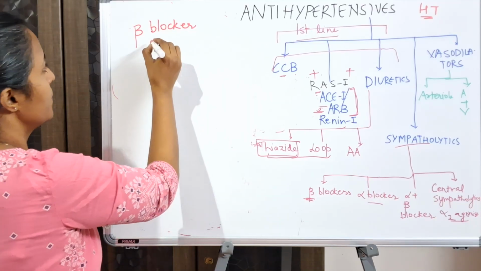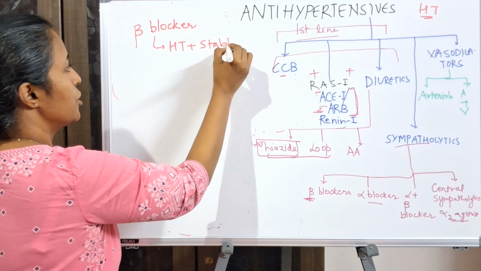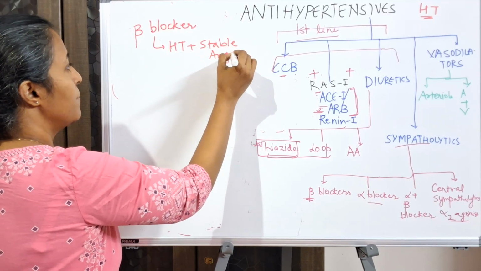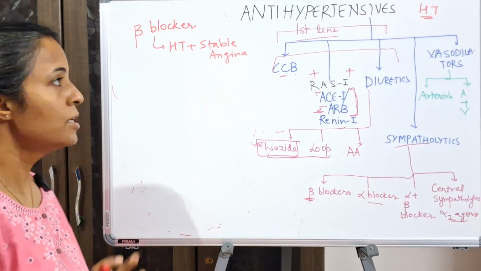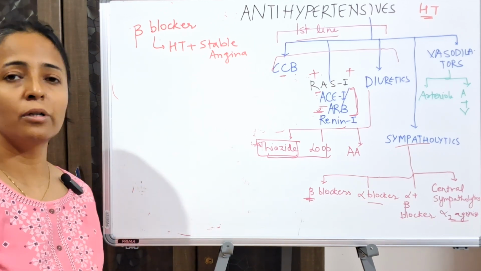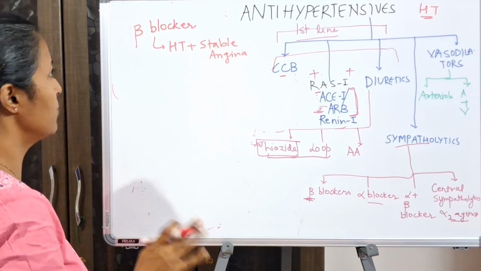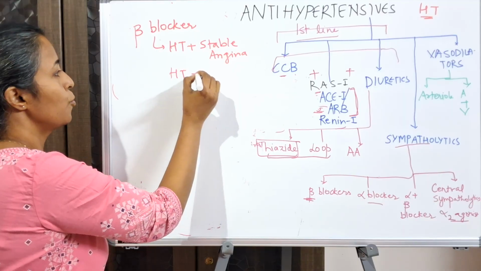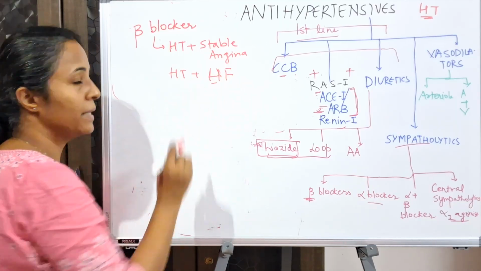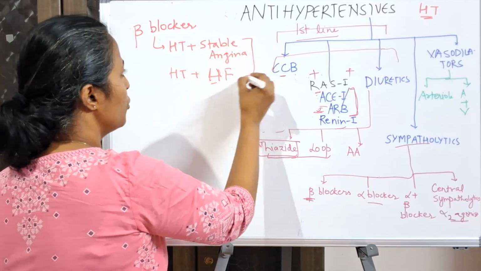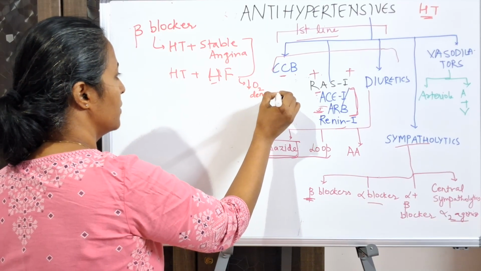What are these indications? If hypertension is present in case of stable angina. Okay, stable angina, beta blocker is the prophylactic drug. Okay, that again I have discussed in the video on anti-anginal drugs. You watch that video. Stable angina, beta blocker is used for prophylaxis. So in hypertension with stable angina, we give beta blocker. Then hypertension with chronic heart failure, we give beta blockers. Okay, so in both of these, it decreases the oxygen demand, so they can be given, right?